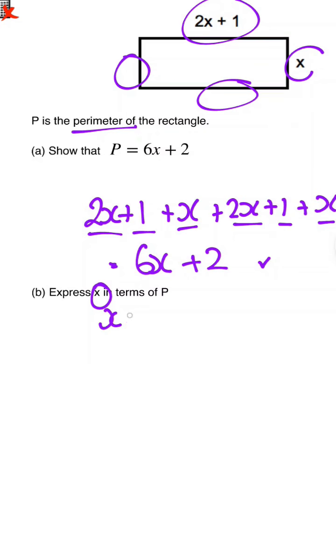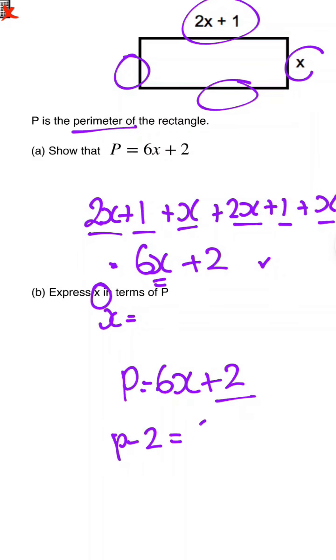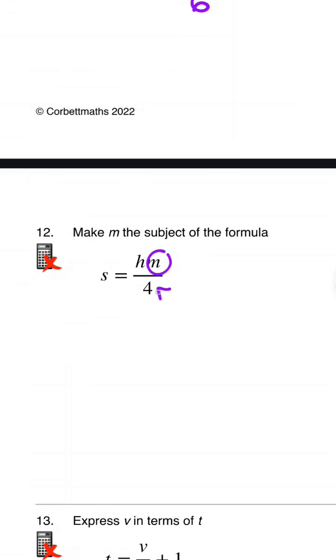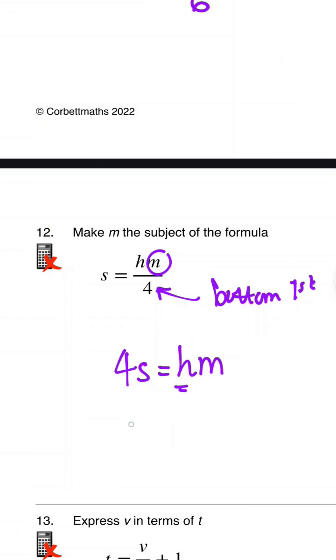And then we've got express X in terms of P, which just means that X equals is what we're going for. So like we've done with everything else, thinking about opposites and being careful with our fractions. Circle what we need, go for the bottom of the fraction first, do the opposite, so that's times, write down where you're at, underline what you need to do, keep yourself on track with this.